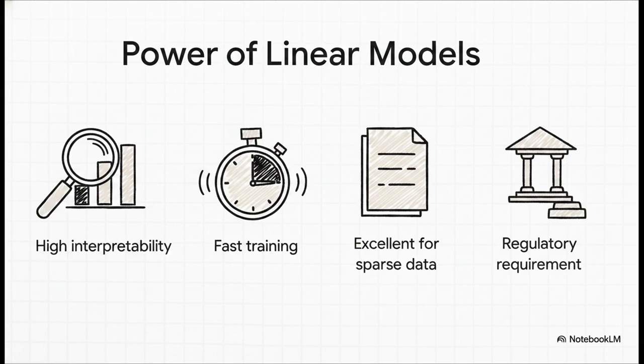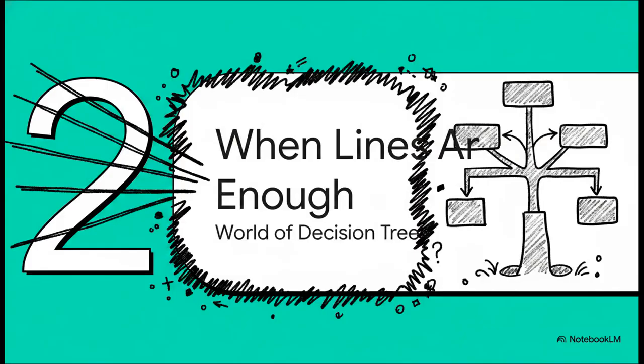I mean, why? Well, for one, they're incredibly easy to interpret. The coefficients literally tell you, hey, for every 1 unit increase in this feature, the outcome changes by this much. They're also lightning fast to train and to get predictions from. Plus, they're great with sparse data, like you get with text analysis. And get this. In some industries, like finance, their transparency isn't just a nice-to-have, it's an actual regulatory requirement. But there's a catch. Linear models assume linear relationships. The world isn't always a straight line, right? So what happens when your data just doesn't play by those rules?